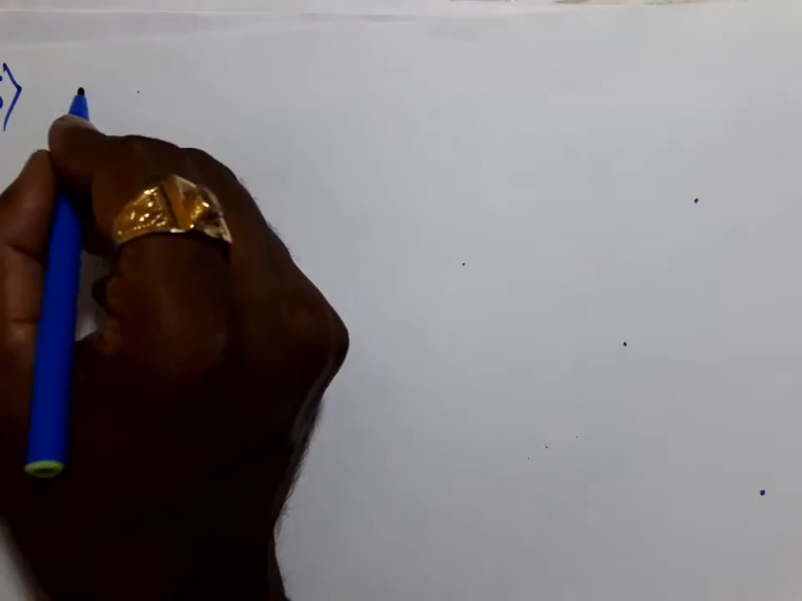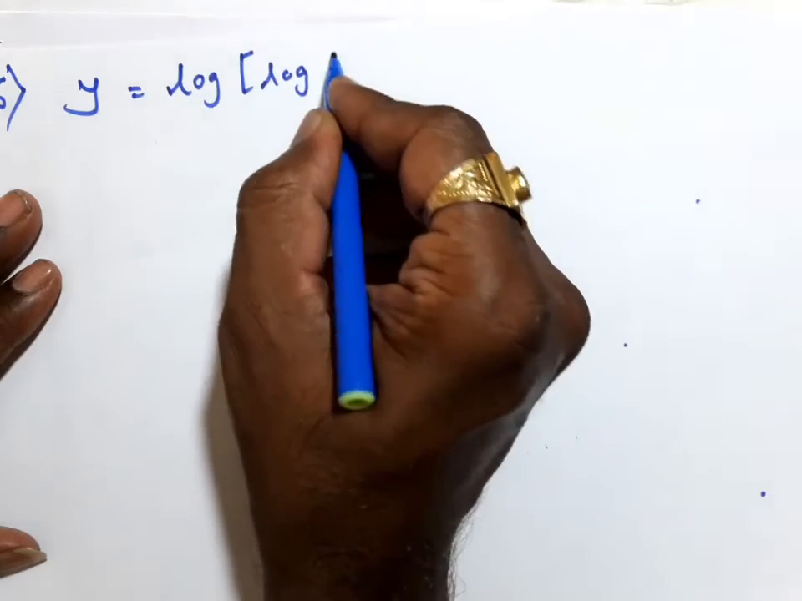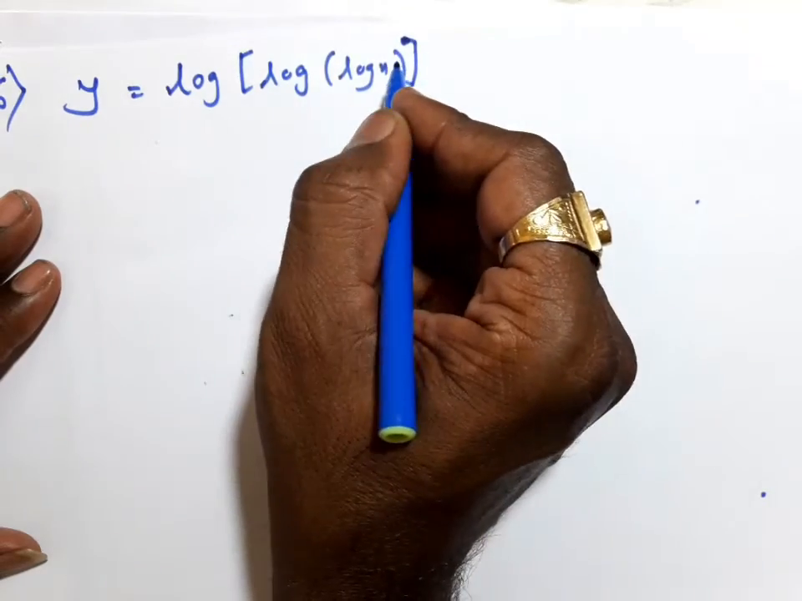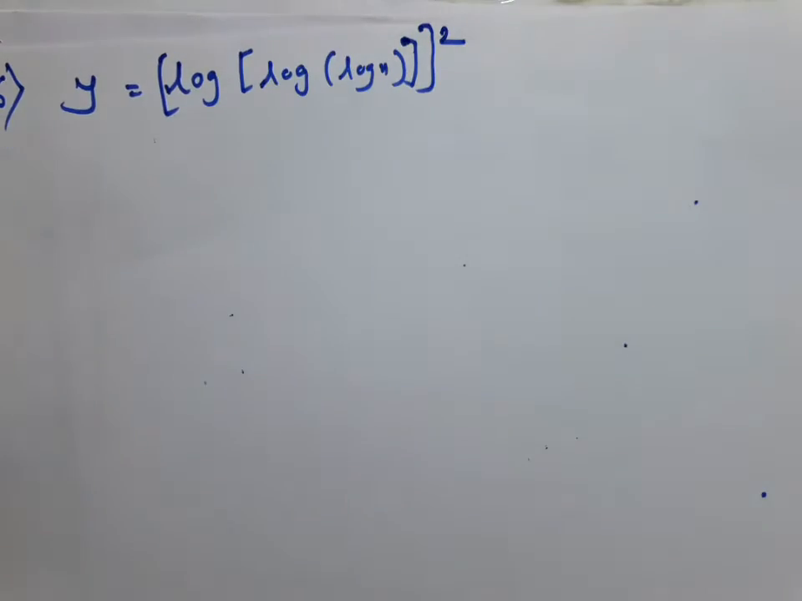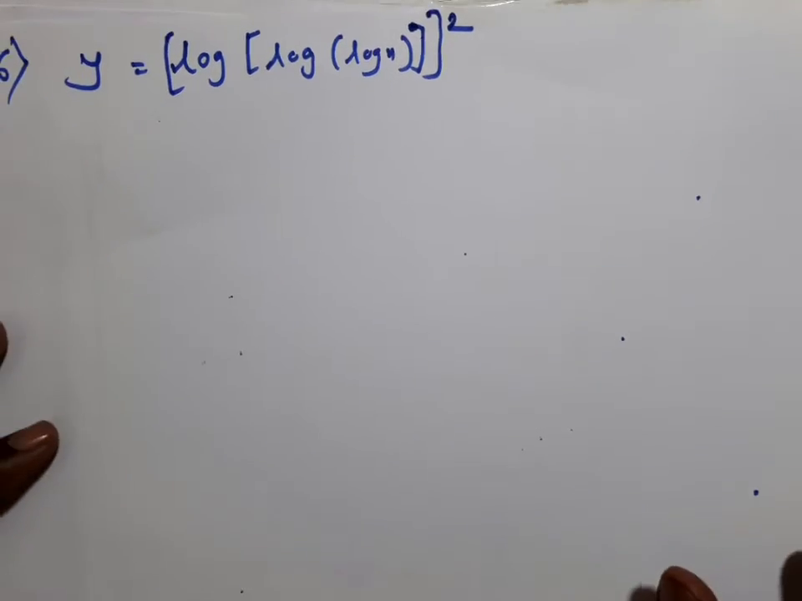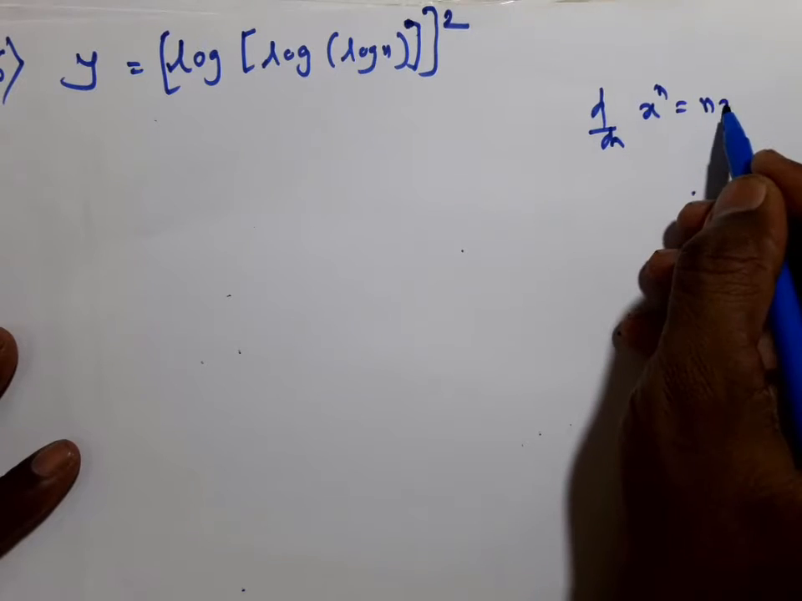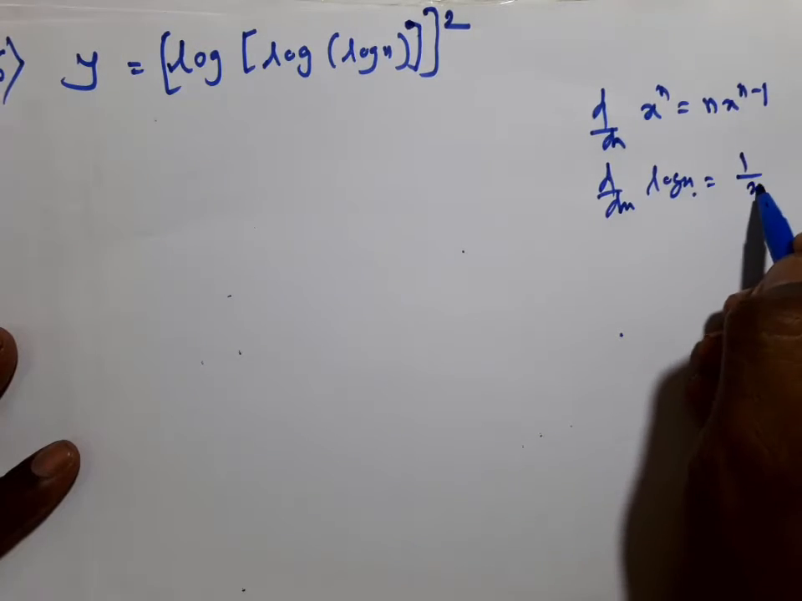Next example. Example number 6. y is equal to log of log x, the whole raised to 2. So which formulas am I going to apply? d/dx of x raised to n is n x raised to n minus 1. Next I am going to apply d/dx of log x is 1 upon x.